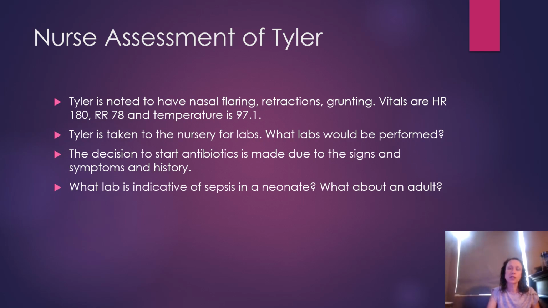Well, the nurse goes back in to assess Tyler. Tyler is noted to have nasal flaring, retractions, and grunting, 3 classic signs of respiratory distress. Vitals are heart rate 180, respirations are 78, so he is tachypneic now. Temperature is 97.1. Remember, babies don't always have the classic signs. I did that intentionally. They're not always going to be febrile. They might have a lower temperature.